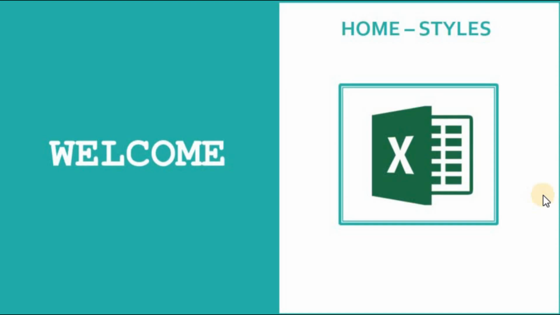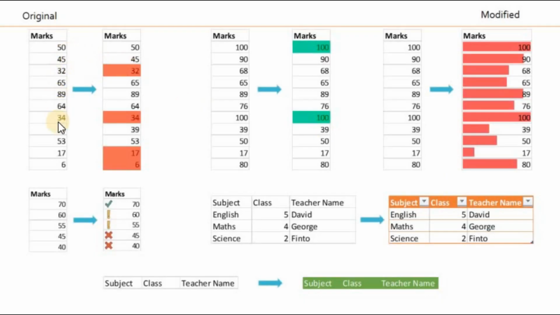Hello people. In our previous videos, we have seen how to change the text color and cell color. But how will Excel change these based on the values entered in that cell? We have student marks in a column like this. I want to highlight the marks in red color which are below 35.